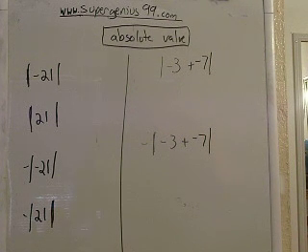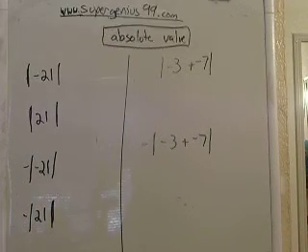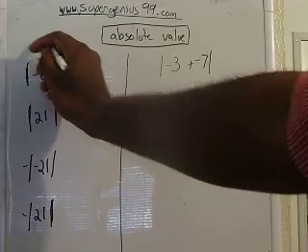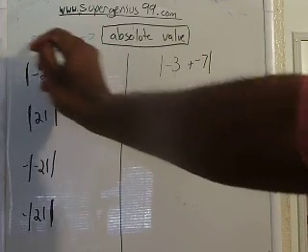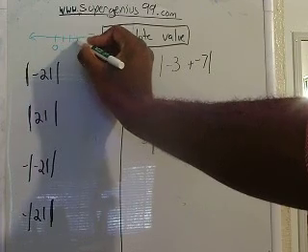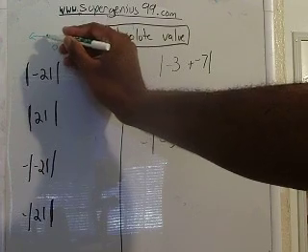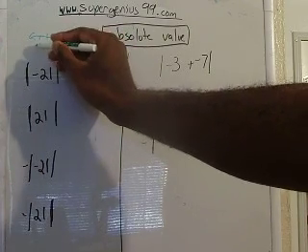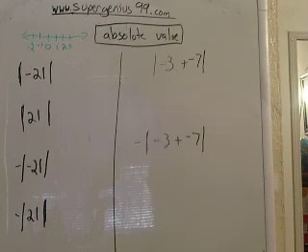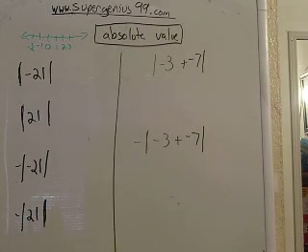Absolute value is really saying what is the distance a number is from 0 on a number line. So let me just draw a number line real quick. Let's say you got a number line like so, and you got 0 in the center. As you go to the right, numbers increase, and as you go to the left, numbers decrease. So the numbers to the right of 0 are positive, numbers to the left of 0 are negative, okay?